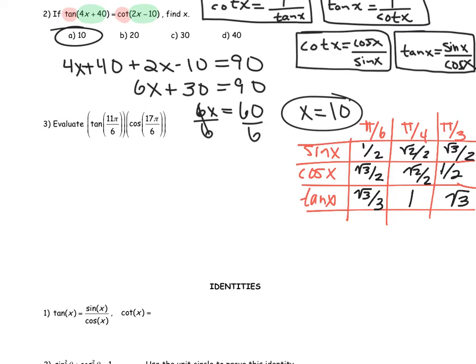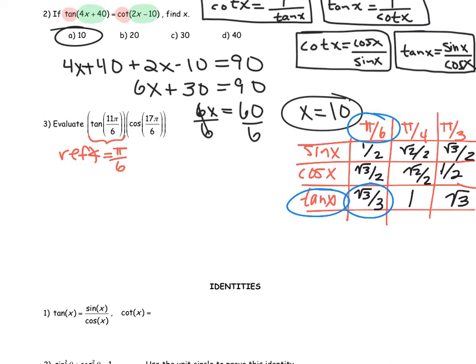So if I take a look at the first one, it says evaluate tangent of 11 pi over 6. You need to immediately recognize that its reference angle is pi over 6. Remember, we just take a look at that denominator and we're looking at pi over that value. So pi over 6. So that means I am looking where is tangent of pi over 6? My value is radical 3 over 2.